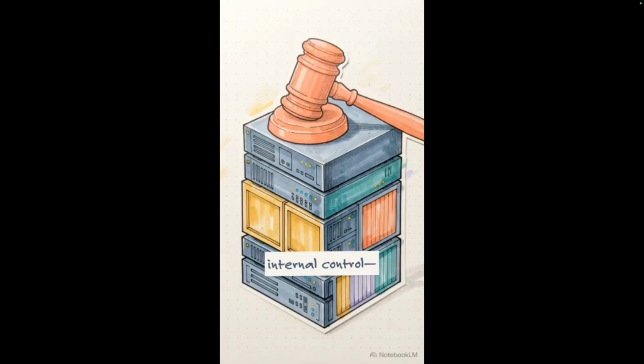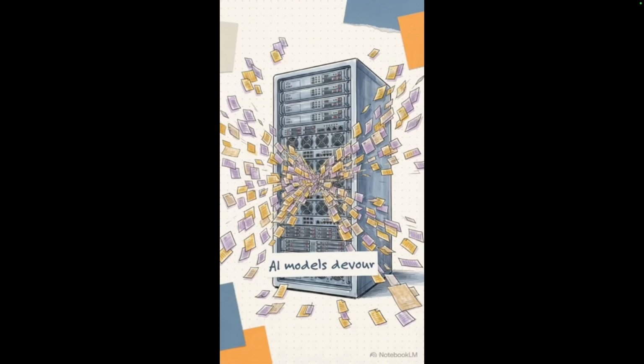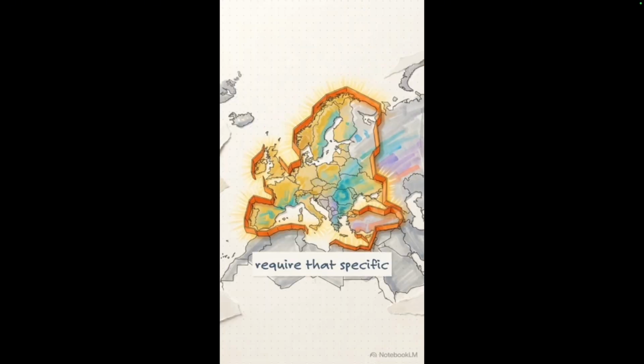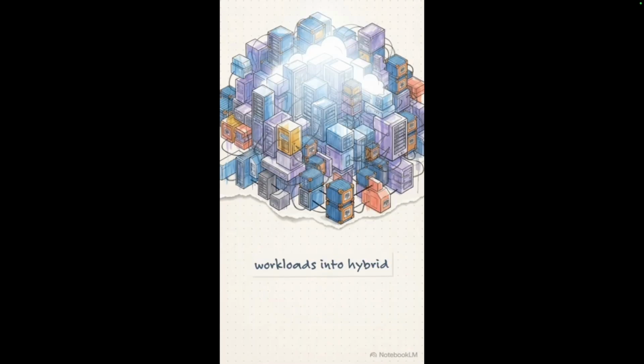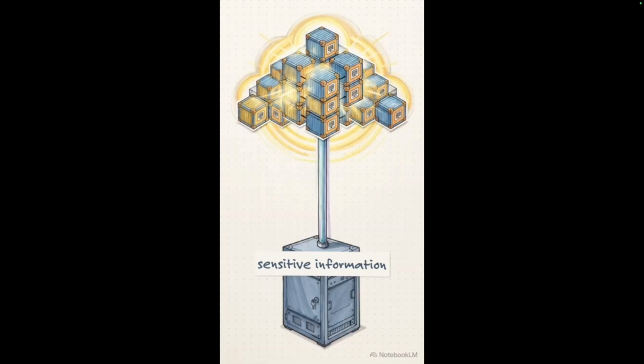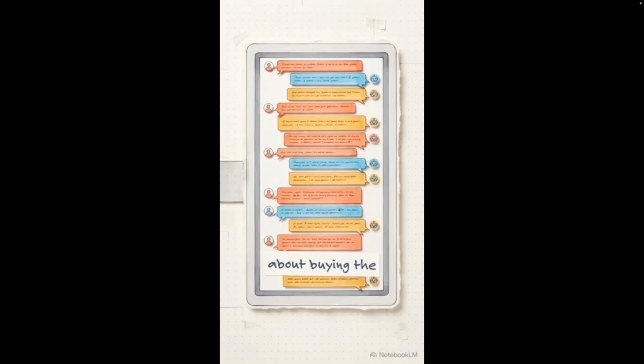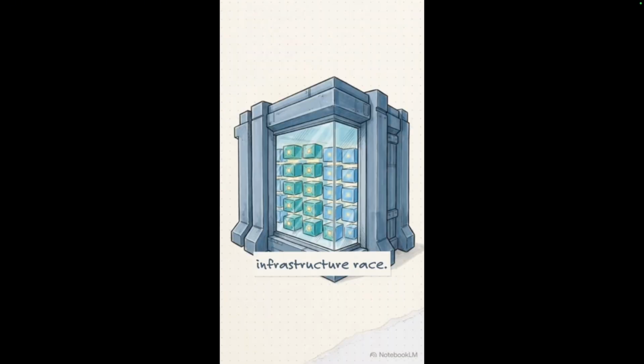But it's not just about internal control, it's about the law. AI models devour highly sensitive information. Legal regulations require that specific data never leaves its local region, a rule known as data sovereignty. So enterprises are moving these AI workloads into hybrid cloud networks, keeping the most sensitive information safely on site. The enterprise AI race isn't actually about buying the smartest new chatbot, it's an infrastructure race. Without a foundation of containers and hybrid cloud, new AI tools are a massive security liability.